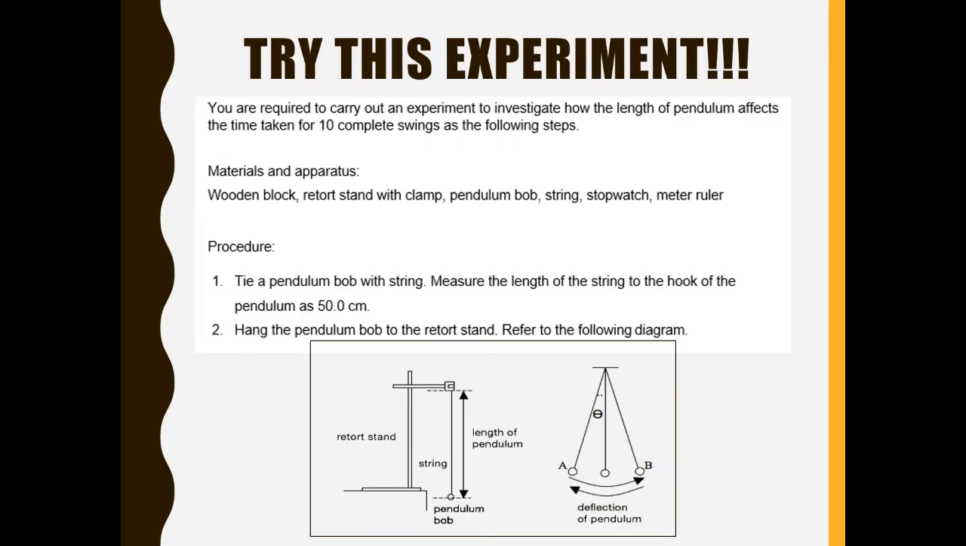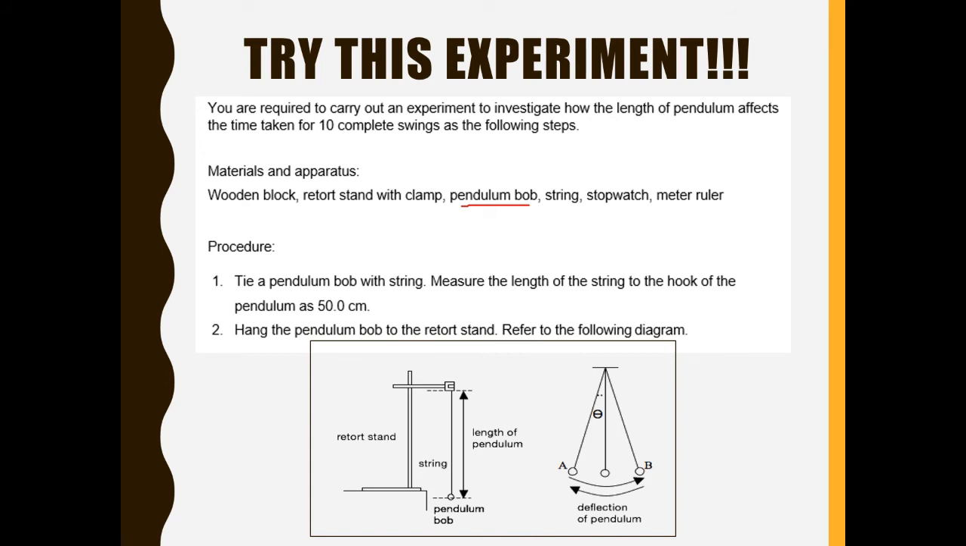Let's go through this experiment. You are required to carry out an experiment to investigate how the length of a pendulum affects the time taken for 10 complete swings, following these steps. All the materials in this experiment you can change. For example, pendulum bobs: if not available at your home, you can change them to others, for example plasticine, as long as it is constant mass.